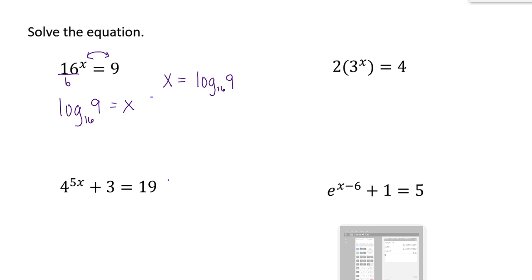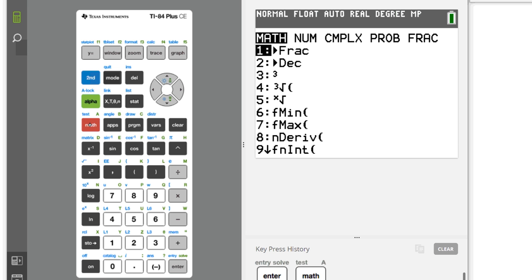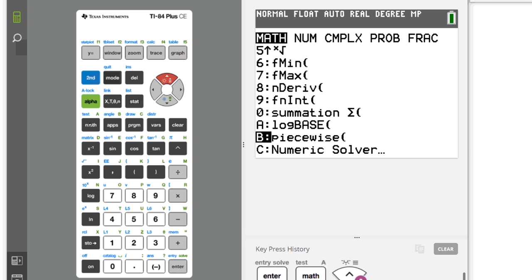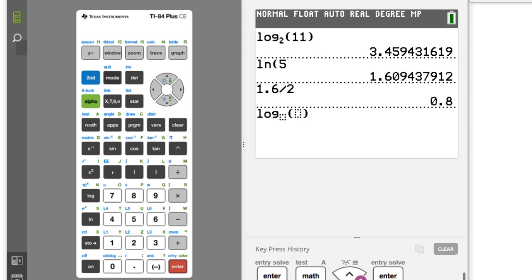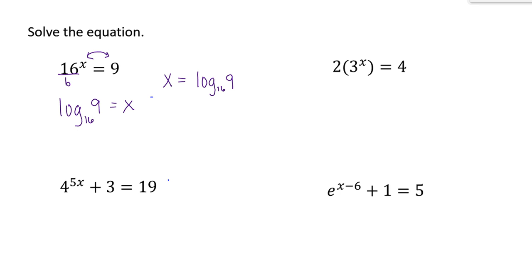And we plug that into our calculator. On a smart calculator, we would go into math. Down at the very bottom, the one that says log base, choose enter. Our base was 16, and our number was 9. Looks like 0.79. We're going to round to one decimal place, so that's going to be 0.8. So x is approximately 0.8.